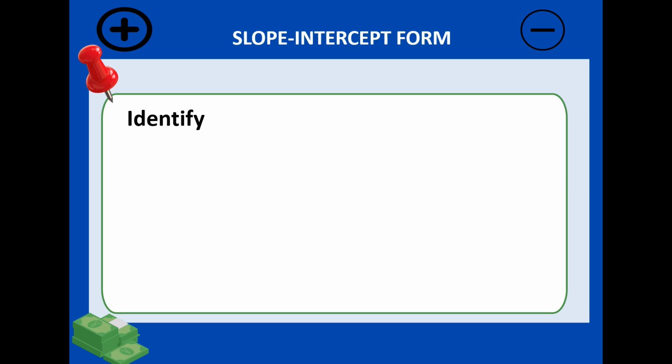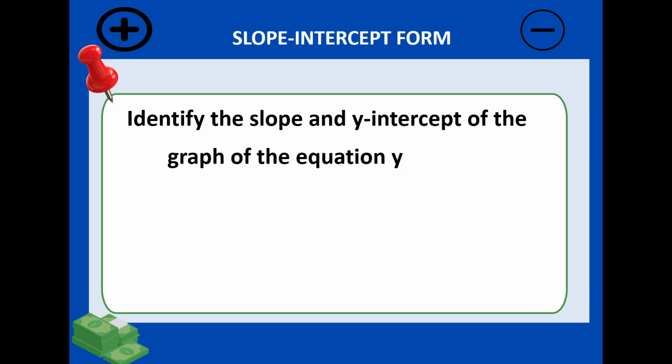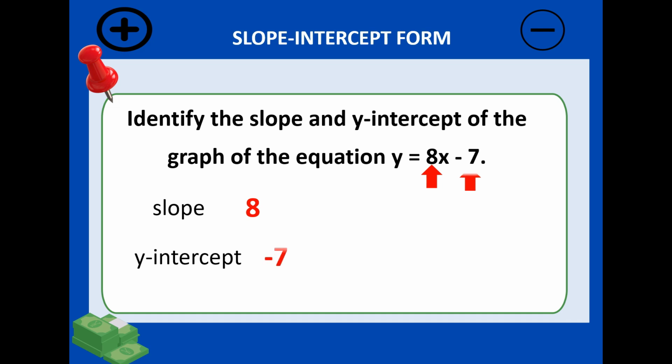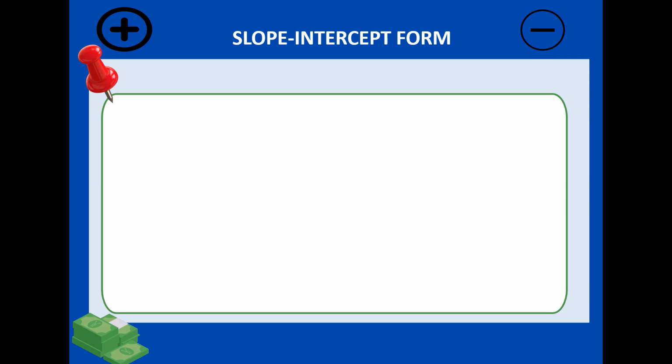Another example. Identify the slope and y-intercept of the graph of the equation y = 8x - 7. In this equation, what is our slope? The slope is positive 8. How about the y-intercept? The y-intercept is negative 7. This is how we identify the slope and y-intercept given the equation. The next two examples give the slope and y-intercept, and we're going to make an equation of the line.